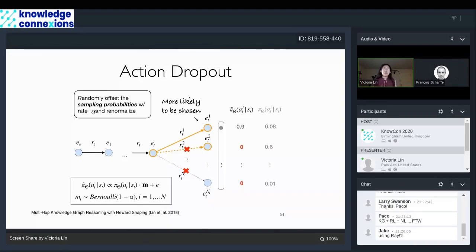And if you're familiar with techniques such as epsilon exploration, the intuition of this approach is basically similar to that. Basically, it encourages the agent to search for a more diverse set of paths during training to avoid it from getting stuck on some false positives.